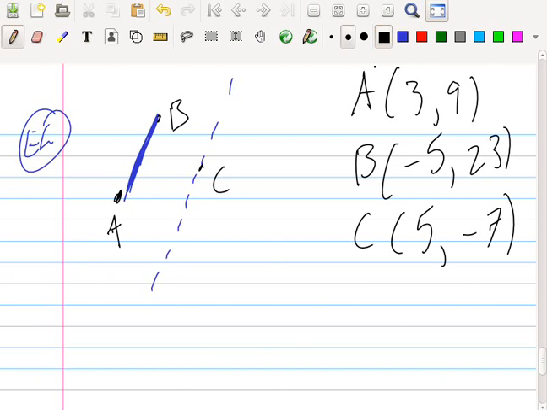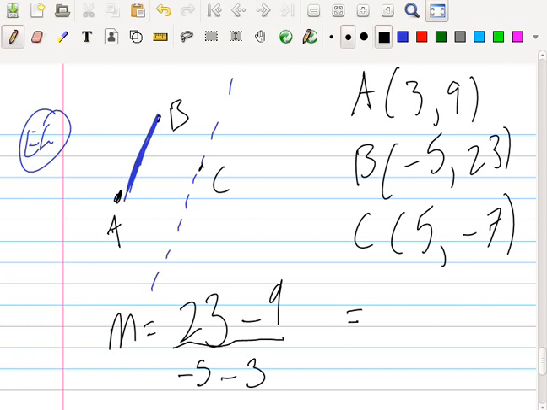Okay. What's the complication here? What's the difficulty here? We don't have the slope. So what should we do? M equals... Yeah, we can just use our M formula on A and B here to get the slope of this piece here. So M equals, what's Y2 here? 23, because it's these two. Y2 minus, what number? 9 over minus 5 minus 3. So what's that?